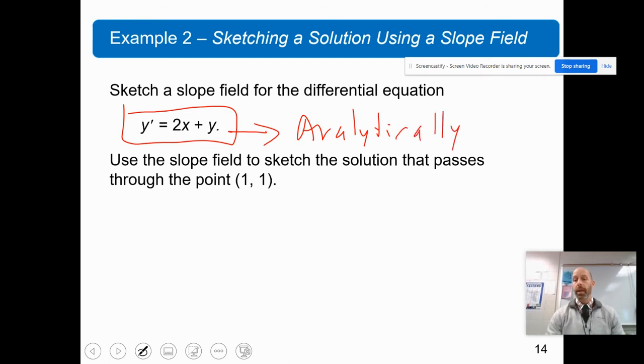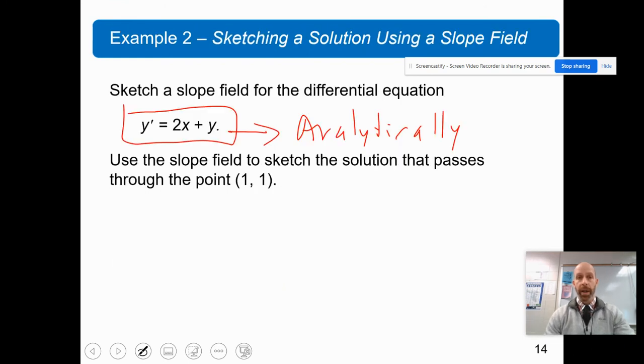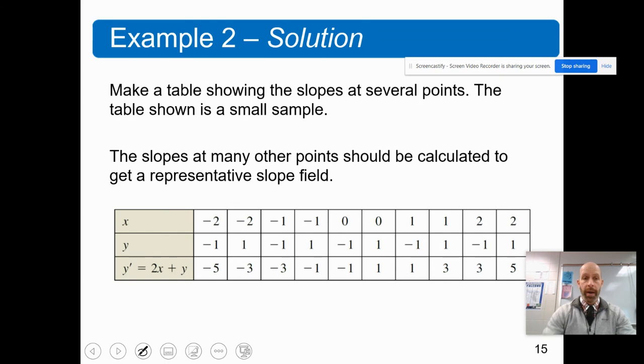And since we can't do it analytically, we're going to have to try something different. So remember, our equation here is y prime equals 2x plus y. That's written right here in the table. So we can just make a table of values. So when x is -2 and y is -1, if we plug those in here, we're going to get -2 times 2 plus -1, that's -5. So that tells us the slope of the tangent line at (-2, -1) is -5. Similarly, if we plug in the point 0 for x and 1 for y, that's just going to give us a slope of 1.